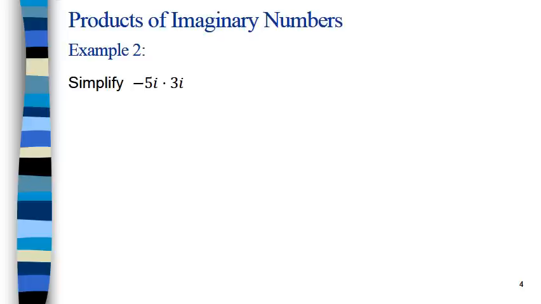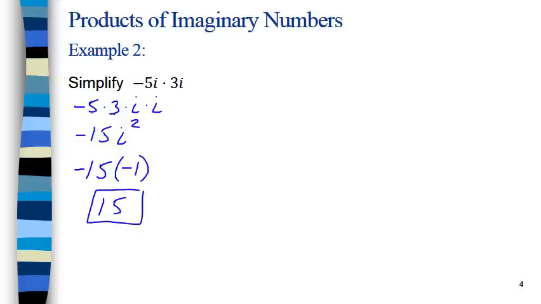Okay, so in example 2, we're going to simplify numbers that are either already in imaginary form, or you can rewrite the square root directly into imaginary form. So we can think of this as -5 times 3 times I times I. Multiplication is still commutative, which means you can multiply them in any order. Negative 5 times 3 is negative 15. I times I is I squared. Remember, we talked about I squared can be reduced to negative 1. And so negative 15 times negative 1 is just positive 15.